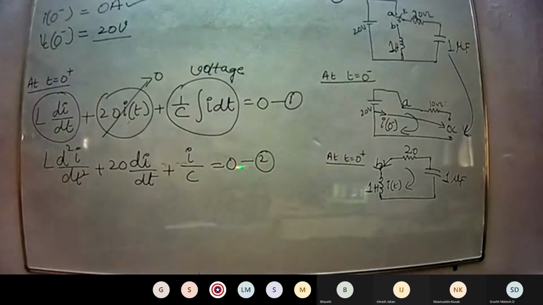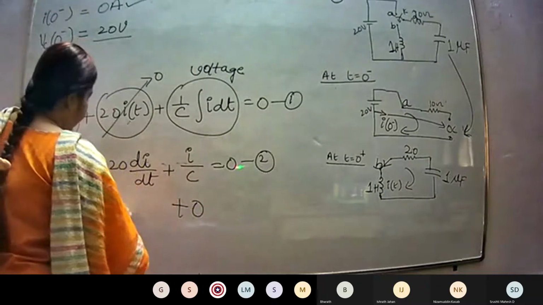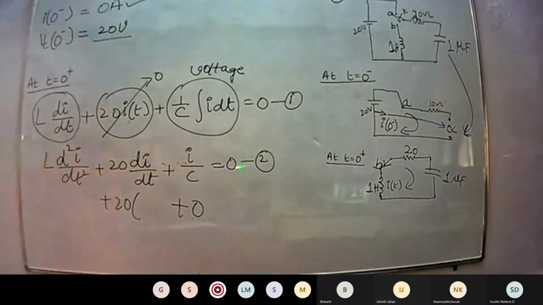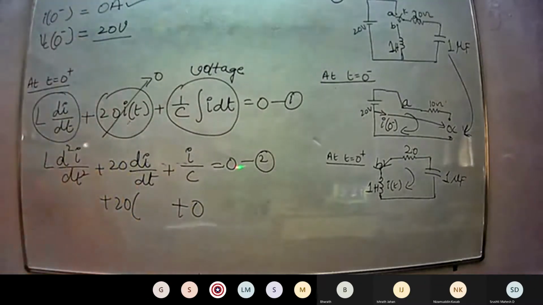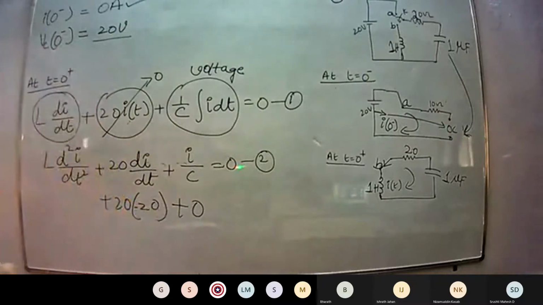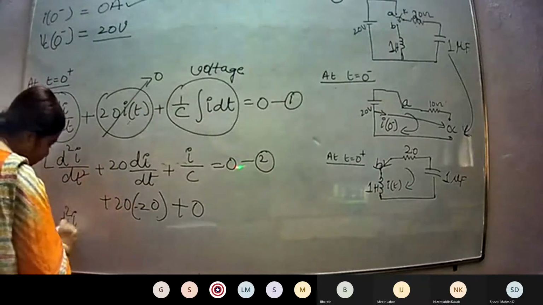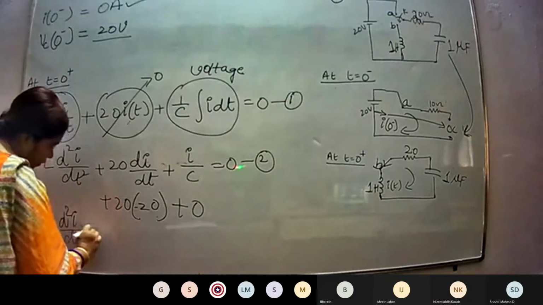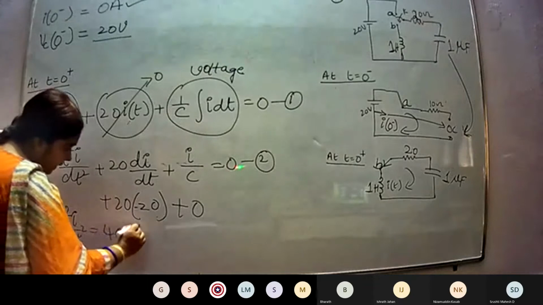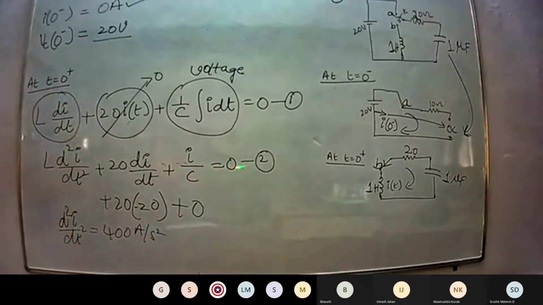So you can just substitute here. What about this I? I is nothing but 0, so this full term will become 0. And 20 into, how much did we get? Di by dt. Di by dt is nothing but minus 20, and L is nothing but 1. So d square I by dt square is how much now? 400 ampere per second square.